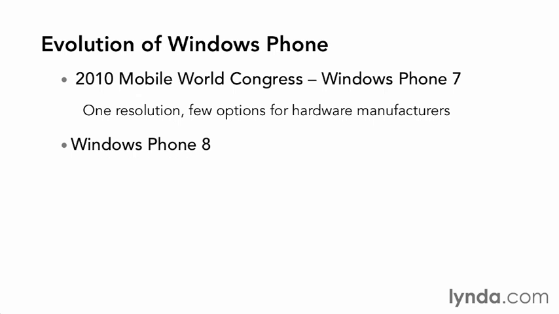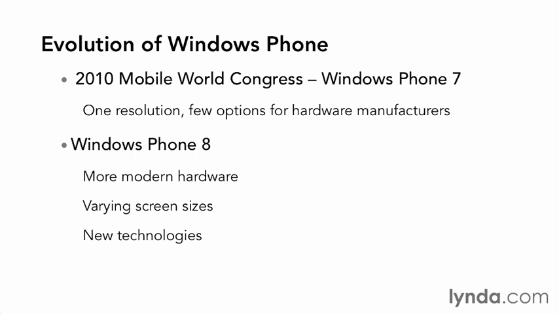With Windows Phone 8, Microsoft took the design language of Windows Phone 7 and gave it an update. Along with it, a number of key hardware restrictions were removed, and the platform embraced more modern hardware, varying screen sizes, and technologies like near-field communication.